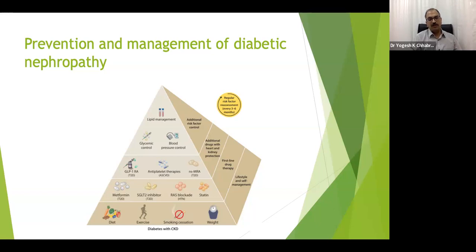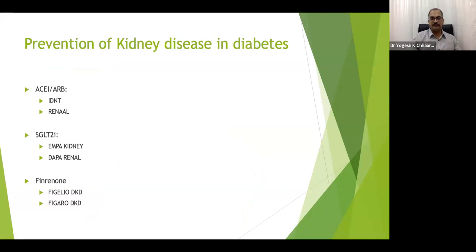If things are not getting controlled, a GLP-1 receptor agonist can be used, or we can also add non-steroidal MRAs, which have also recently been approved by the US FDA after the Figaro and Fidelio DKD trials. This can give us very good help in slowing down the progression and reducing the proteinuria over the time period. Glycemic control and blood pressure control are the most important things, followed by the drugs which we are going to choose.